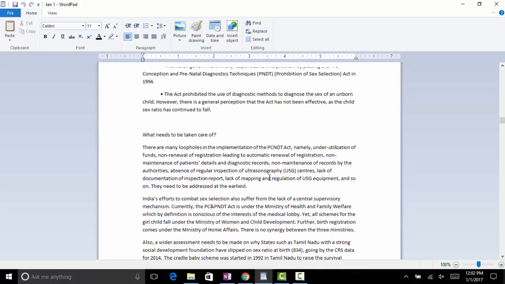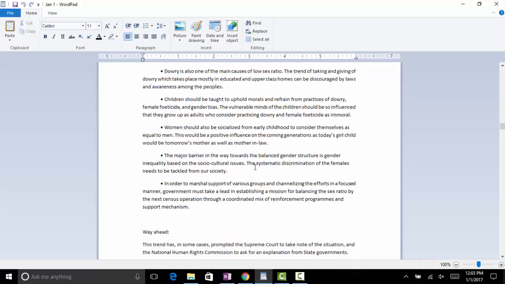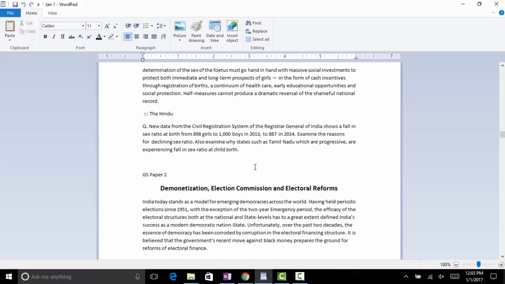You can also include gender budgeting as one of the solutions, because gender budgeting has an overall impact. You bring woman-centric policies, woman-centric schemes and programs. There are so many points you can write over this topic. But here in the question, they have not asked for the solution, they have asked for the reasons, but I will suggest you write certain solutions as well.